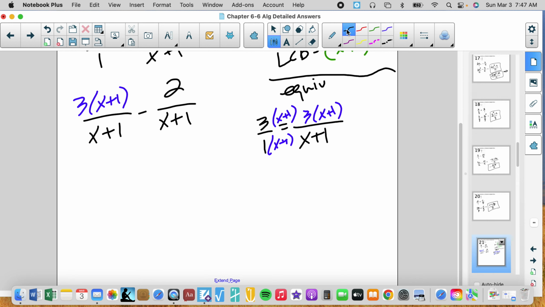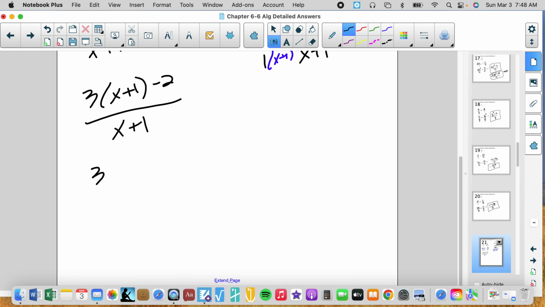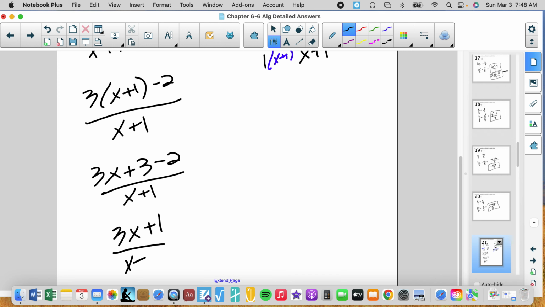So now we're getting into some fun stuff. So we get 3 times the quantity x plus 1 minus 2 all over x plus 1. That becomes 3x plus 3 minus 2 over x plus 1. That's 3x plus 1 over x plus 1. And hopefully we'll have to factor those and something will cancel and we can simplify it.